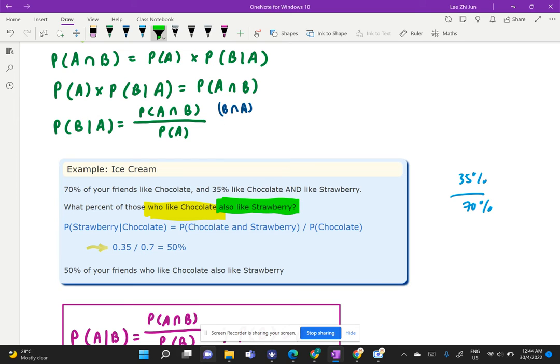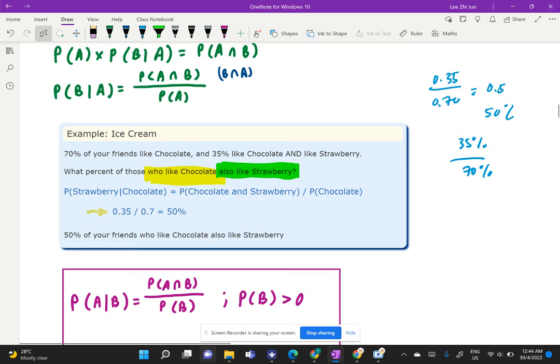Can you catch the keyword? Given the friends like chocolate. So what percent of these friends who like chocolate, given that they like chocolate, also like the strawberry? So we need to find the percentage, which is 0.35 divided by 0.70. So we'll get 0.5, which is 50%. So you know that given your friends who like chocolate, among the friends who like chocolate, 50% of them also like strawberry. Can you get it?